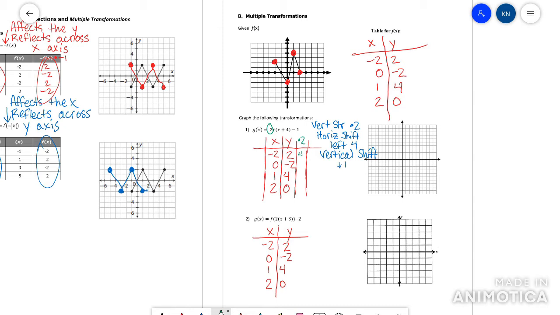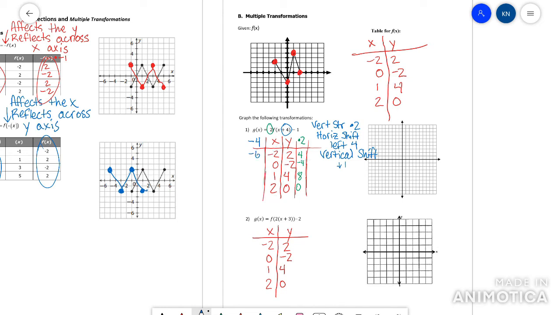So now I've got 4, -4, 8, and 0. I just took all these values and I times them by 2. The next transformation that I see is this +4 here. That's inside, so it affects the x. And since it affects the x, everything is opposite. So instead of adding 4, I'm going to subtract 4 to these points here.